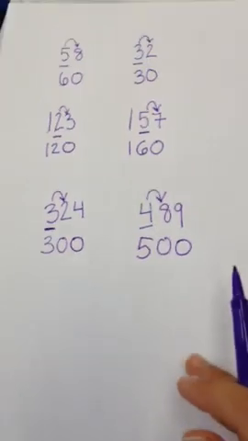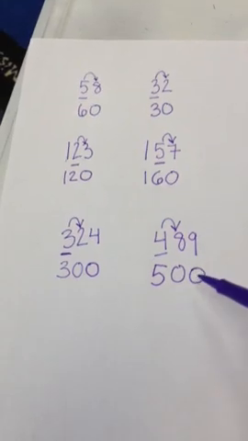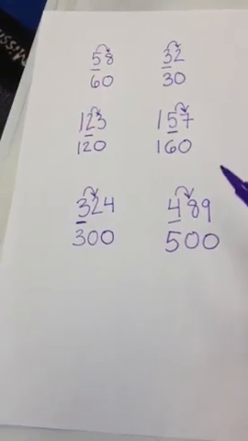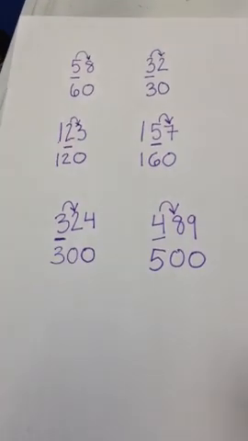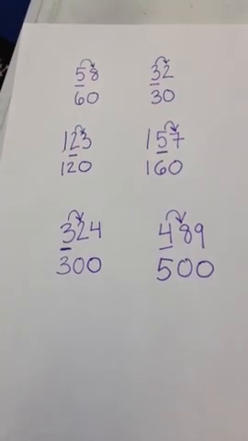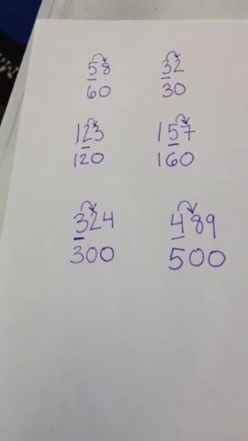So you need to be able to round to the nearest 10 and the nearest 100 in order to do ballpark estimates. Ballpark estimates help us to find out if the answer we get when we actually solve our addition and subtraction problems is in the ballpark.